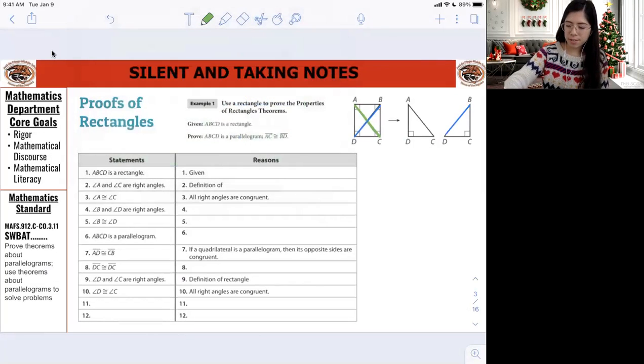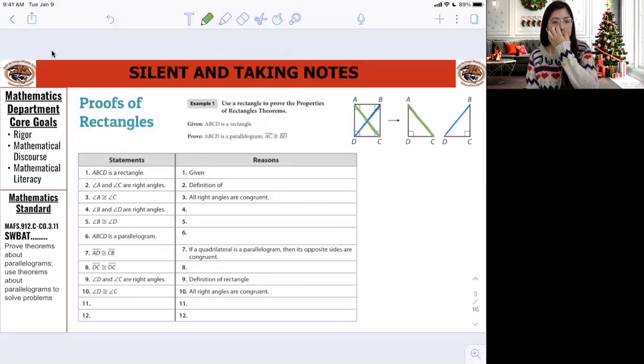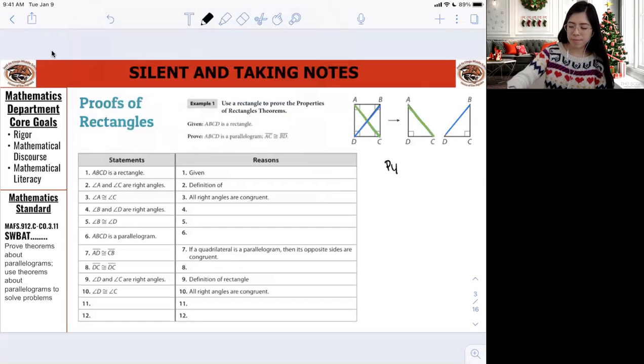Now, what type of triangles does that create? We have some right triangles, and whenever you see right triangles, something should go off in your head that you might need to use. Does anyone remember who's our good old friend from Greece? Pythagorean. You might have to use the Pythagorean theorem.